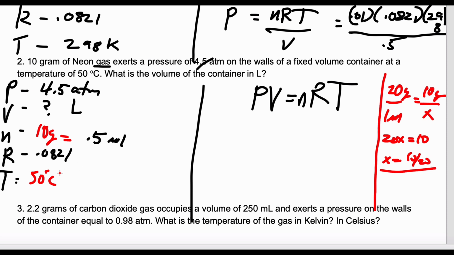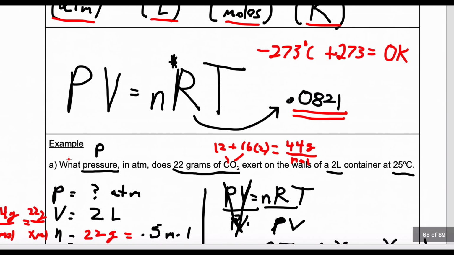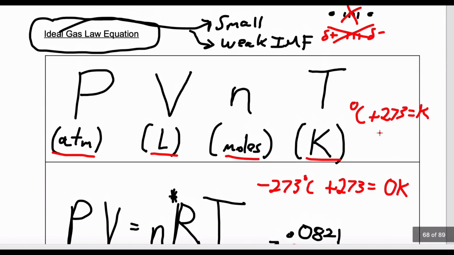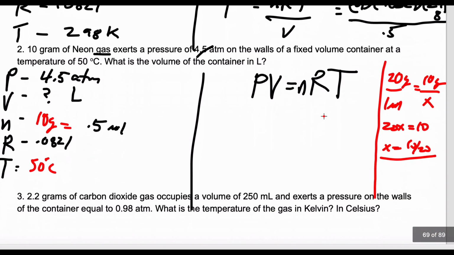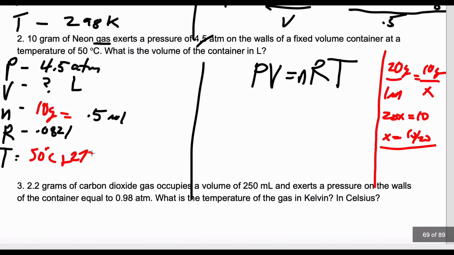Okay, and now, what do we do to get from Celsius to Kelvin? We add 273 right there. So I take this, I go plus 273. Okay, so 273 plus 50, 323 Kelvin. And I want to write that in black because my conversion has already happened. 323 Kelvin. Okay, so now we're solving for volume.